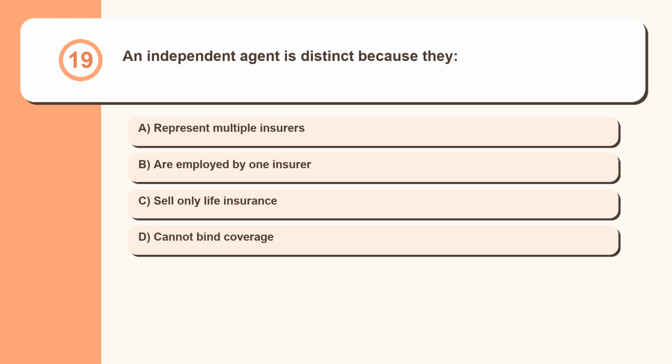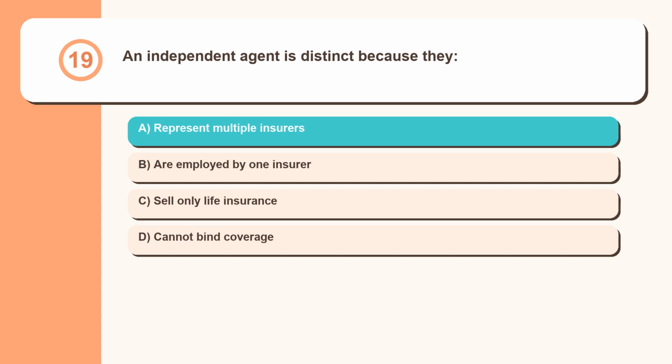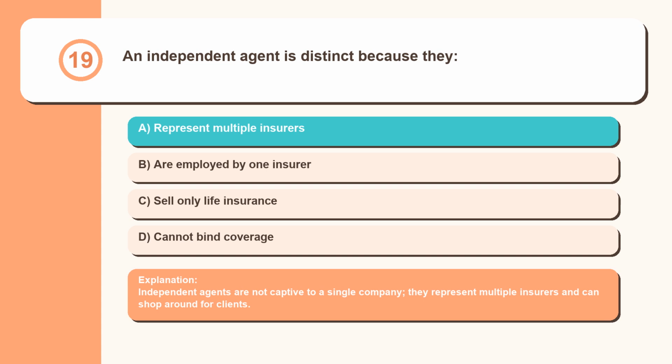Question 19. An independent agent is distinct because they represent multiple insurers, are employed by one insurer, sell only life insurance, cannot bind coverage. Independent agents are not captive to a single company. They represent multiple insurers and can shop around for clients.